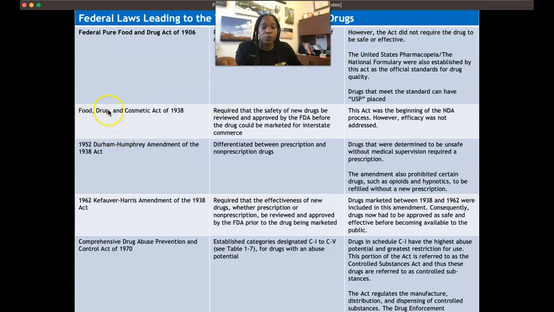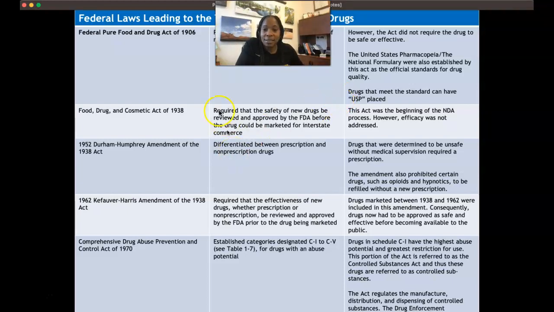Then the Food, Drug, and Cosmetic Act of 1938 came out, and it required that the safety of new drugs be reviewed, obviously, who would have thought, and approved by the FDA. So these are all hallmarks in pharmacology, right? And this is key. This is huge, because if we go back to the Federal Pure Food and Drug Act of 1906, there was no safety testing. There was no review, right? And so we just had these drugs on the market and people were taking them. We didn't actually know if they were safe, right?